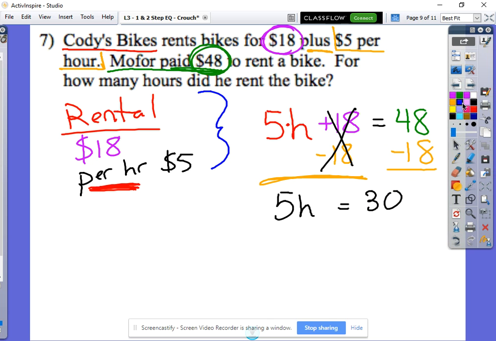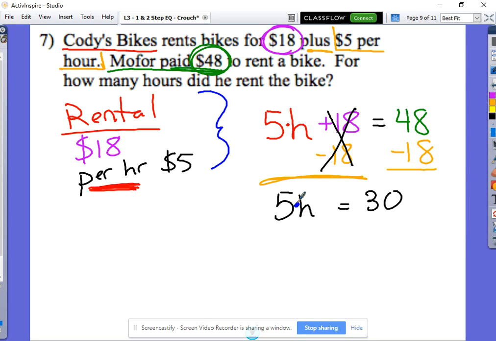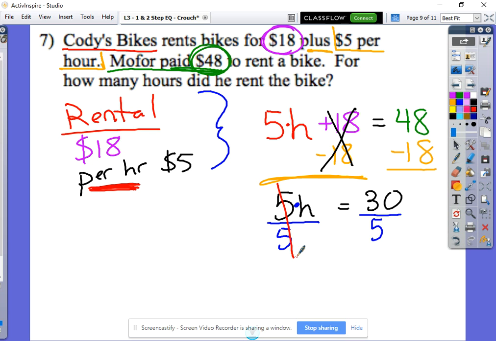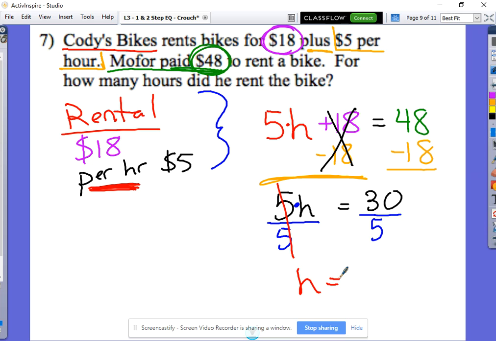Okay? Now, last but not least, remember we talked about the fact that this is an invisible multiplication sign. You've got to identify what you see, because if you don't identify what you see, you won't know what to do to undo it. We see multiplication, so to undo that, we divide. Opposite of multiplication is division. We're going to divide by that 5 in order to get the h alone. So the 5s now cancel out, and we're left with h equals 30 divided by 5, which is 6.